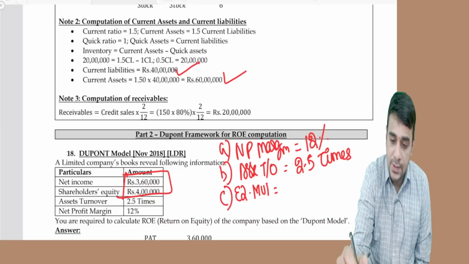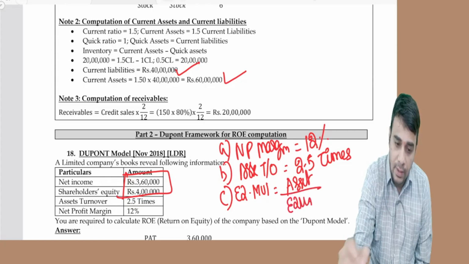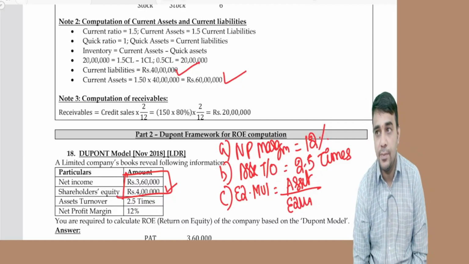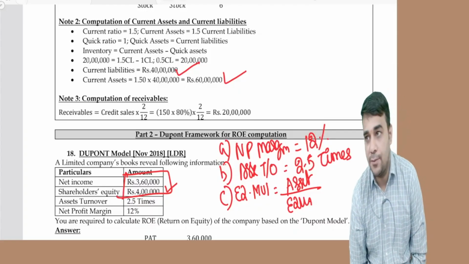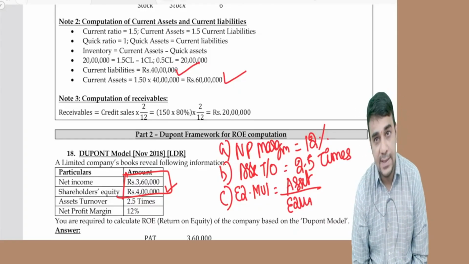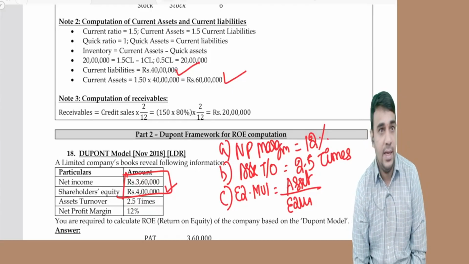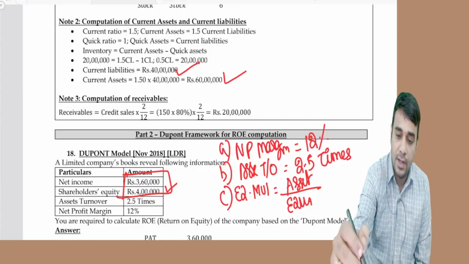I said asset by equity. Equity is there. Tell me, how will I get asset? From NP margin, find sales. From asset turnover, find asset. Is it needed? Yes, I have to present it this way only. There's no other option. The easiest answer is 360 by 4 lakh. Please tell me the sales figure first.